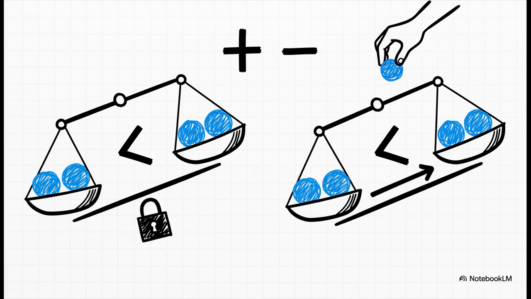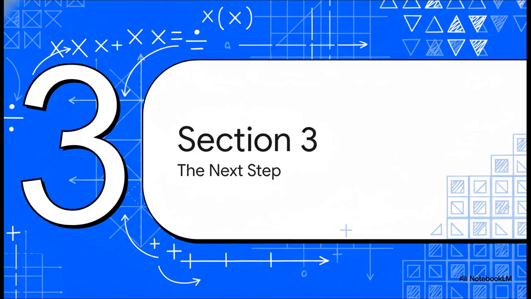And just like that, we found our very first rule. It's super simple. When you add or subtract the same number on both sides of an inequality, the sign stays the same. It doesn't flip, it doesn't change, it just stays put. And this works every single time. That's rule number 1, the easy one. Awesome job so far.